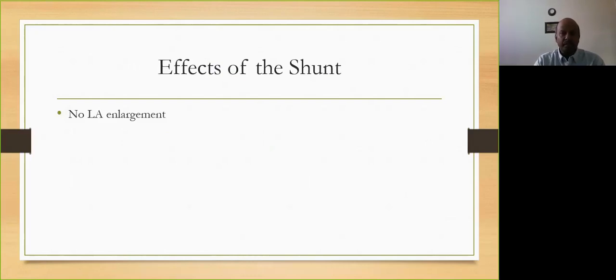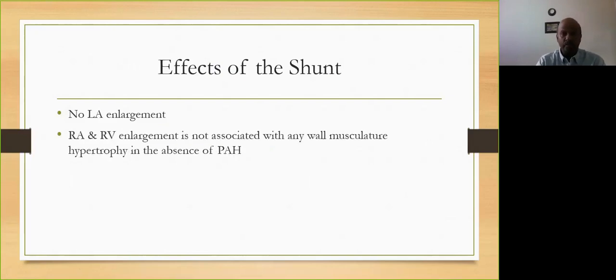It's immediately shunted into the right atrium, so there is no left atrial enlargement. But with a sustained large shunt over a period of time, there is enlargement of the right atrium and the right ventricle. Unless there is pulmonary artery hypertension, there is no associated wall musculature hypertrophy. Usually, hypertension sets in the third decade, and that's when wall hypertrophy is noted in the RA and RV. Otherwise, below the third decade, you just see the enlargement and not the hypertrophy.